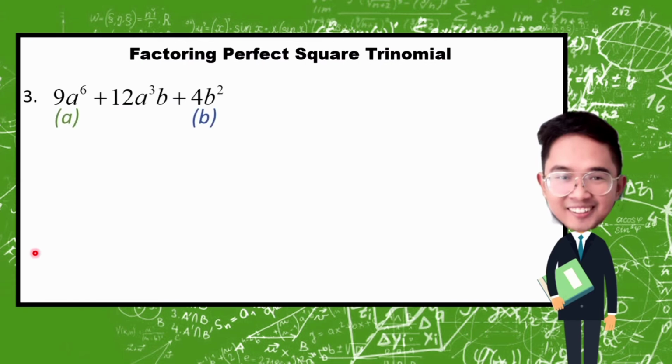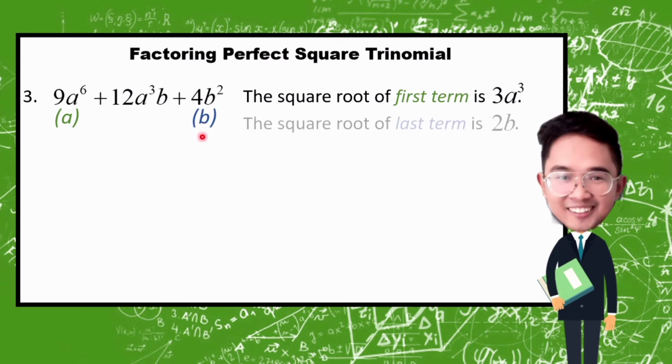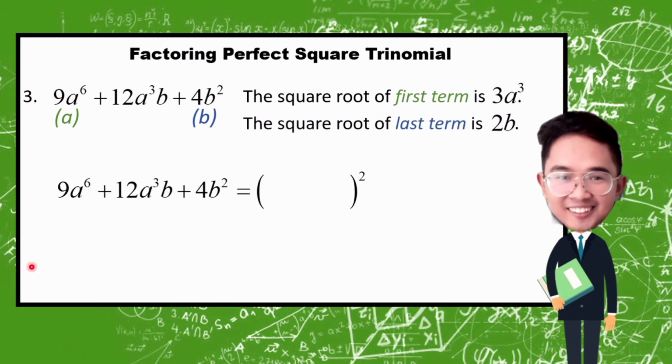Example number 3. 9a raised to 6 plus 12a cubed b plus 4b squared, wherein your first term is 9a raised to 6 and the last term is 4b squared. What is the square root of 9a raised to 6? That is 3a cubed. How about the square root of the last term, which is 4b squared? Fabulous! That is 2b.